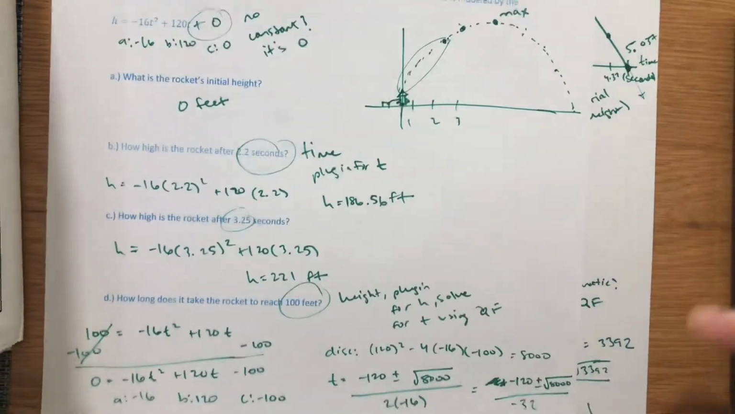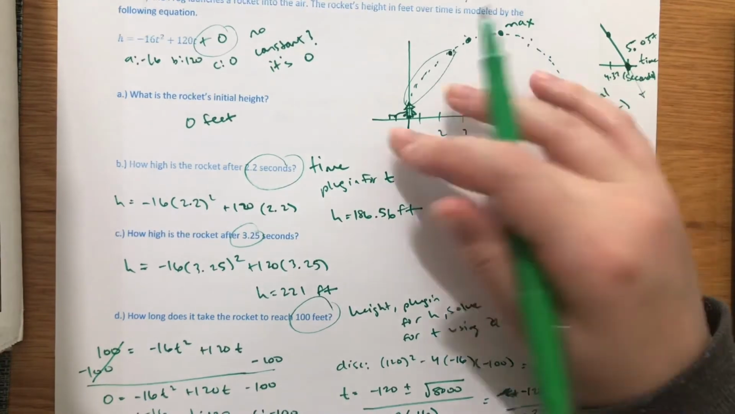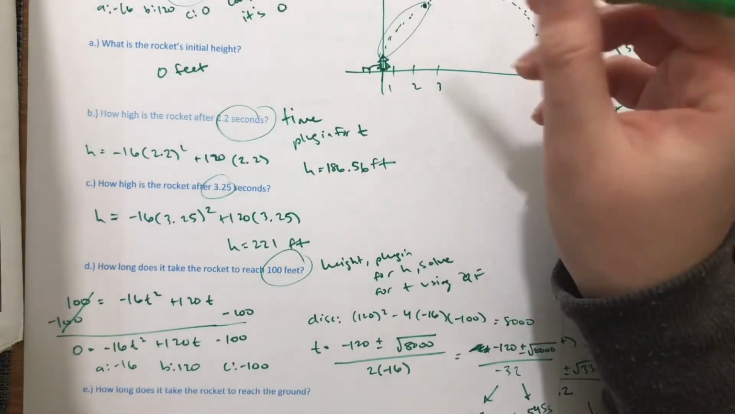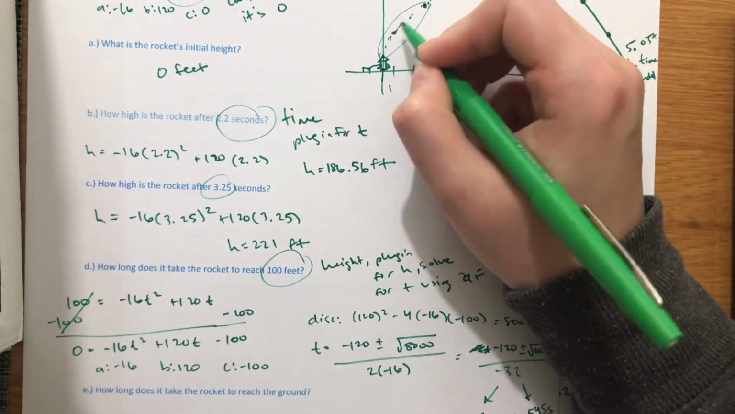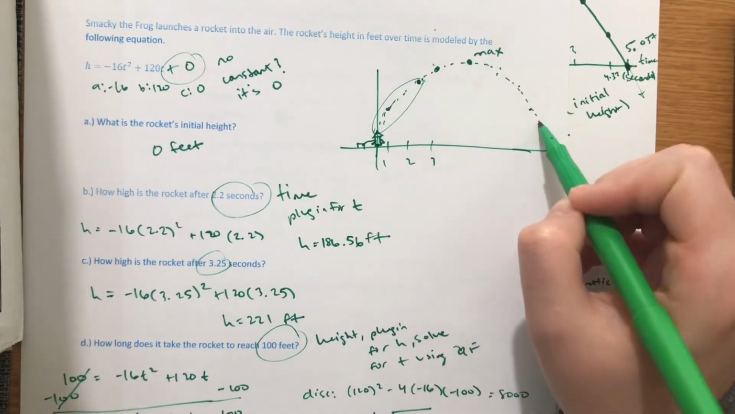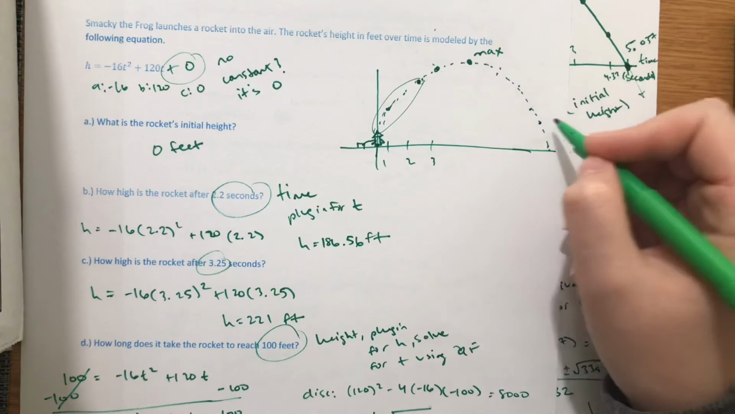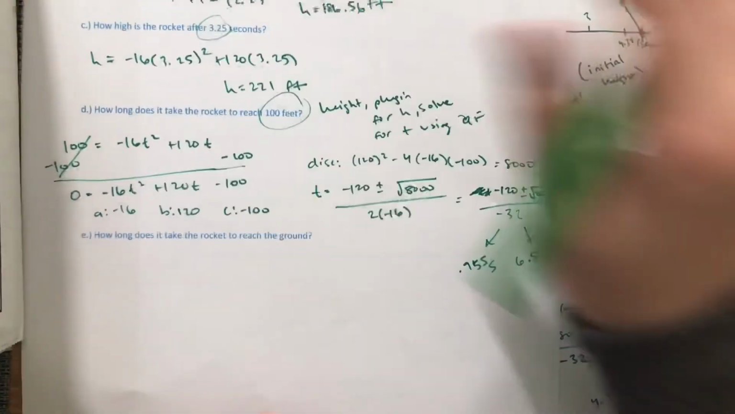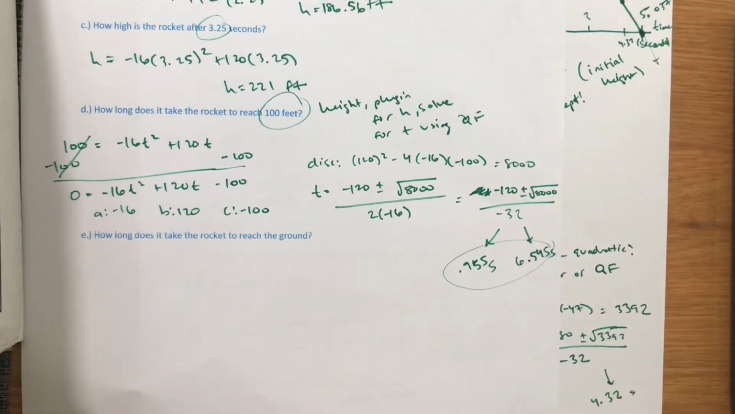So like we said, the first one we knew would be between 0 and 2 seconds, and it's at 0.955. So we reach 100 feet about right here. But remember, on its way back down, we also hit 100 feet. So we also hit 100 feet here at about 6.5 seconds. So there's 2 spots where we hit 100 feet.